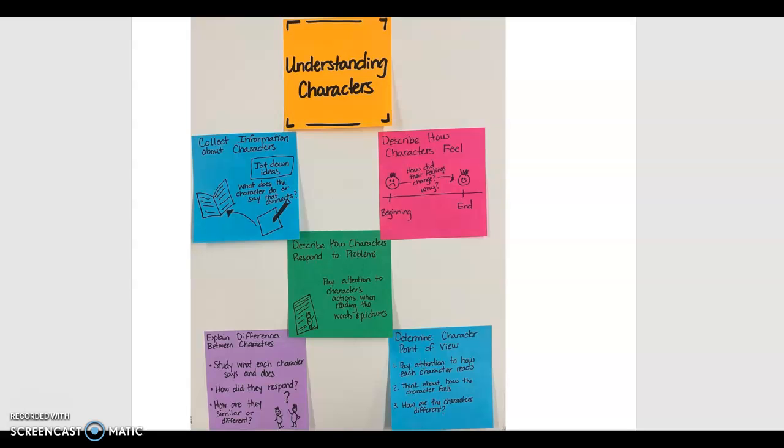So, to do this, we have to do three things. Step one, pay attention to how each character reacts to the event or a challenge. Step two, we have to think about how each character feels, and we have to make sure our voice matches that feeling as we read. Step three, we have to ask ourselves, how are the characters feeling or thinking different from one another? Now, this is really important because it will help us understand the characters in our story so we can see how the characters actually have different thoughts and feelings about the same situation.